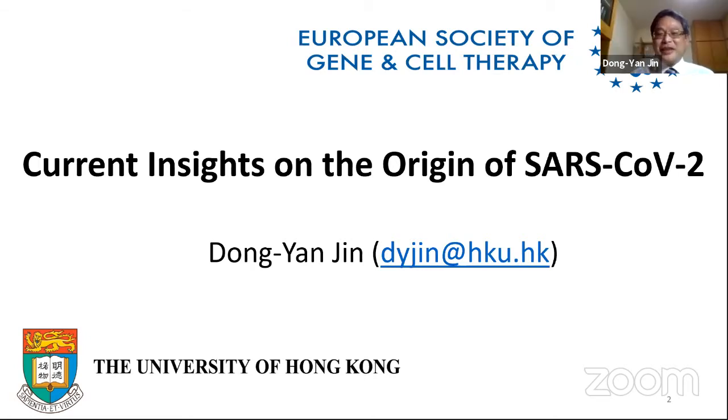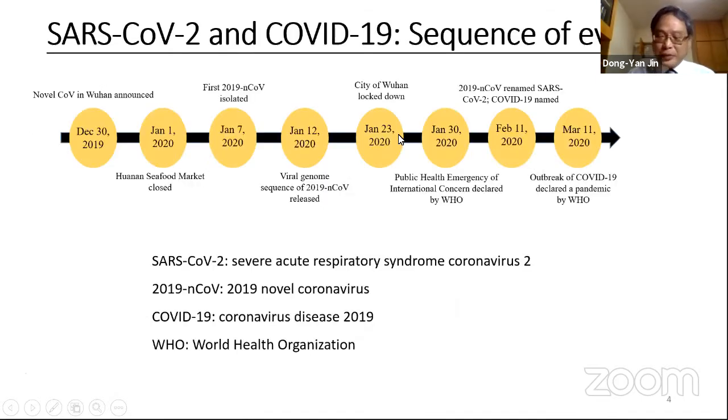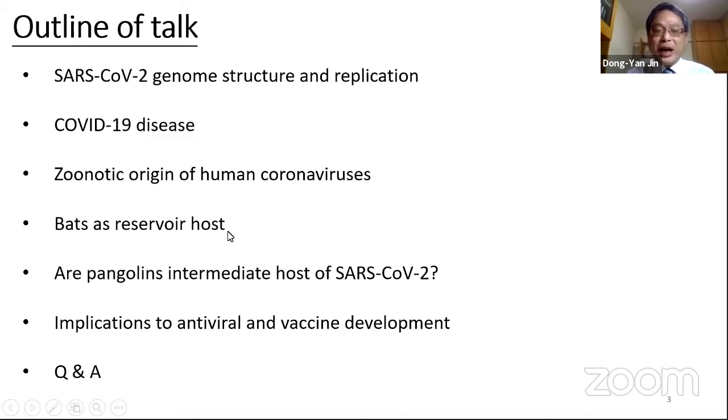Thank you, Professor Büning. Thank you for having me here to give this talk on the current insights on the origins of SARS-CoV-2. In this talk, I'll briefly talk about the genome structure and replication of SARS-CoV-2, and also briefly about the disease, and then the zoonotic origin of human coronaviruses. I will also focus a little bit on why bats serve as an excellent reservoir host for the different human coronaviruses. And then the interesting question about whether pangolin serves as the intermediate host of SARS-CoV-2, and what are the implications of studying the origins of SARS-CoV-2 to antiviral and vaccine development. And then we'll come to the questions.